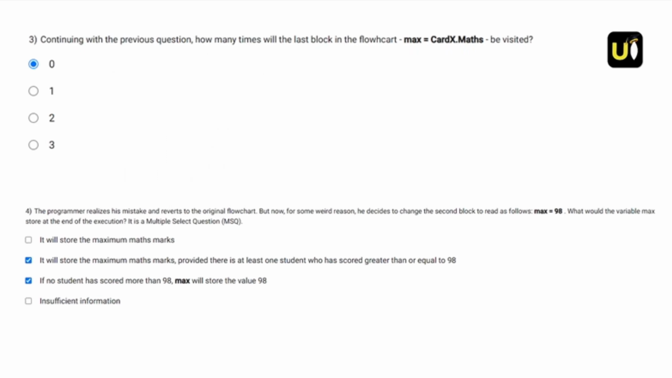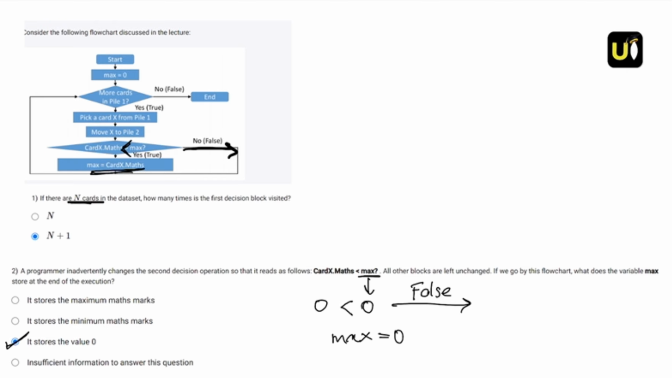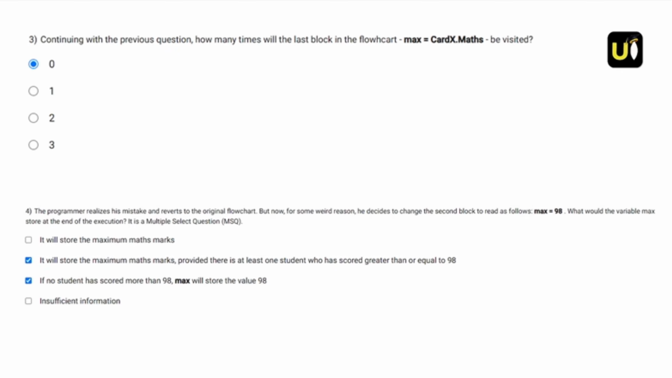Next, continuing the previous question, how many times will the last block in the flowchart be visited? So they're asking how many times this block will be visited, given that this thing is changed, because it said continuing the previous question. As I told you, it wouldn't even visit once because it's going to the false side every time. So it would be 0.